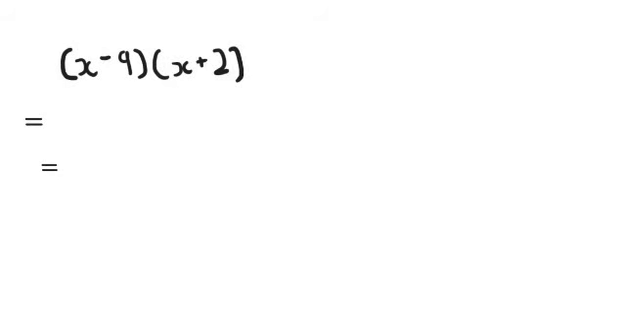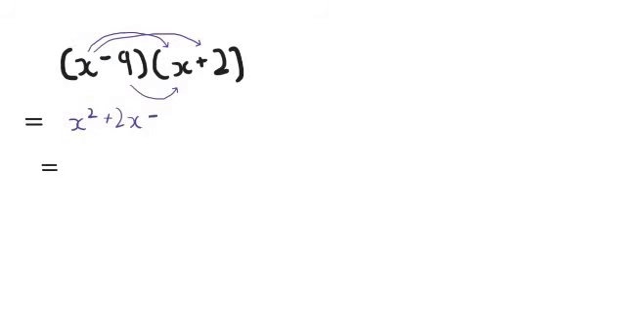So question 4 is very similar to question 3, but it has the negative number in the first bracket instead of in the second bracket. But it starts as usual. x times x, that's x squared. And then you have x times plus 2, plus 2x. But then you have minus 9 times x.